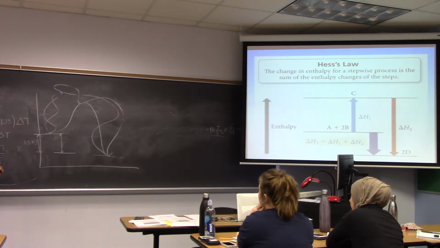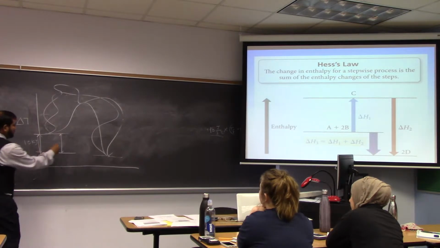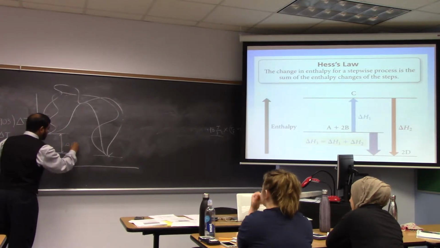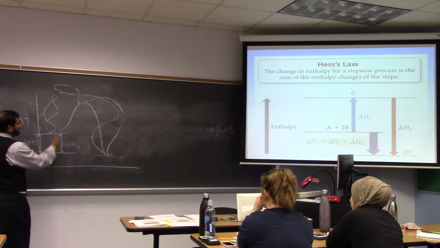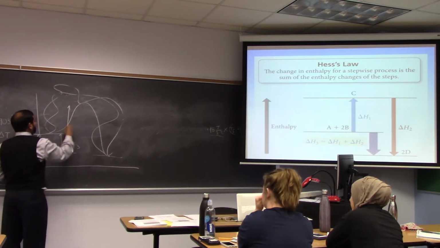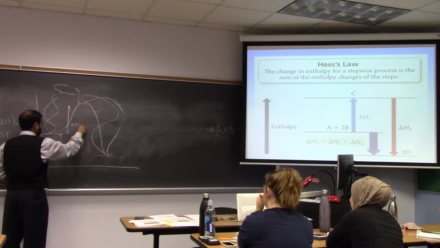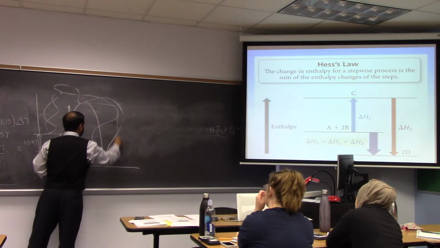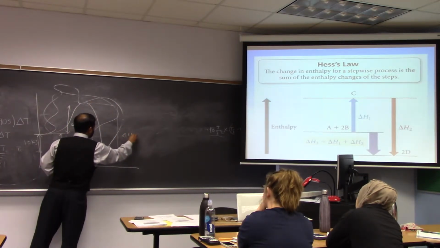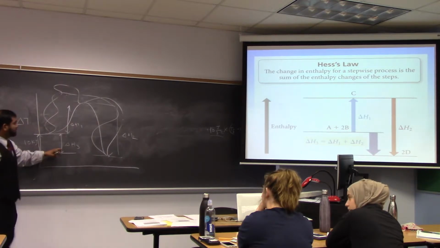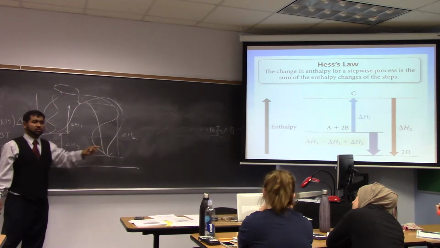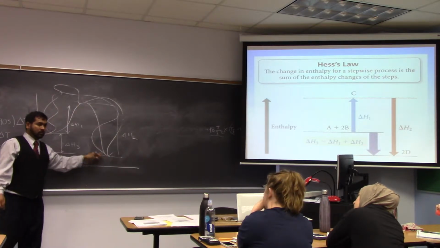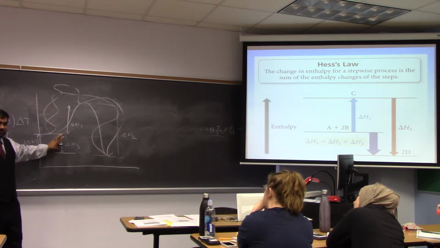That's all we got. So if this is delta H3, and sorry I messed it up, this is delta H1, and this is again delta H2. So delta H3 equals delta H1 plus delta H2. Wherever you go, actually you travel this distance.